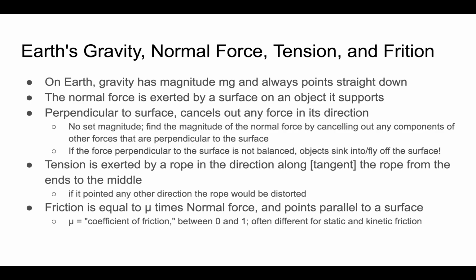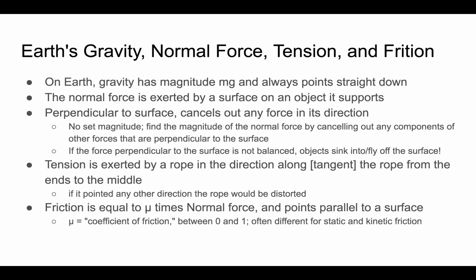So here are some kinds of forces that are kind of difficult to think about and that also pop up a lot in different physics problems. You have Earth's gravity, normal force, tension, and friction. Let's start with Earth's gravity. On the Earth, gravity has a magnitude m times g, where g is the acceleration due to gravity, 9.8 meters per second squared, and m is the mass of the object, and it always points straight down.